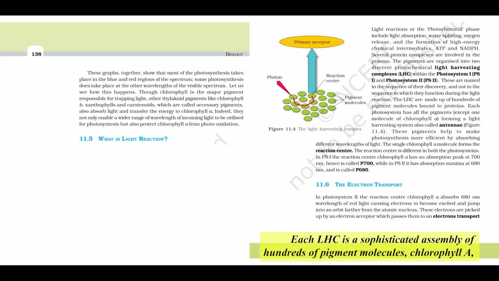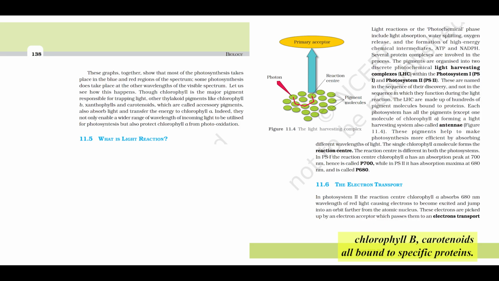Each LHC is a sophisticated assembly of hundreds of pigment molecules: chlorophyll A, chlorophyll B, carotenoids, all bound to specific proteins. They act like vast antennae, efficiently capturing light energy over a broad spectrum. This captured energy is then funneled, passed along from pigment to pigment, until it reaches a single specialized chlorophyll a molecule. This molecule forms the reaction center of each photosystem.